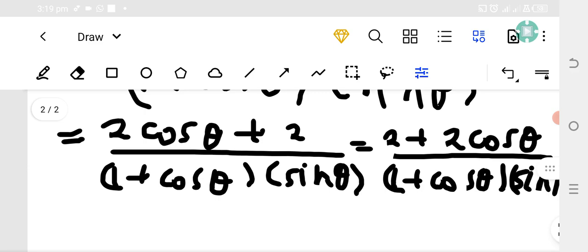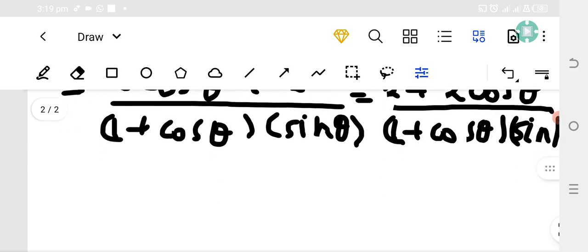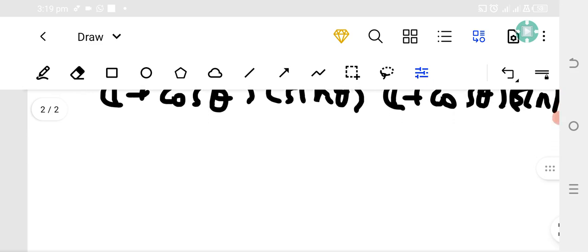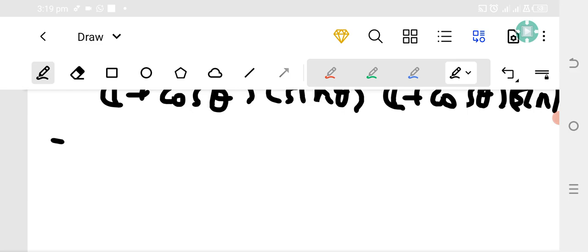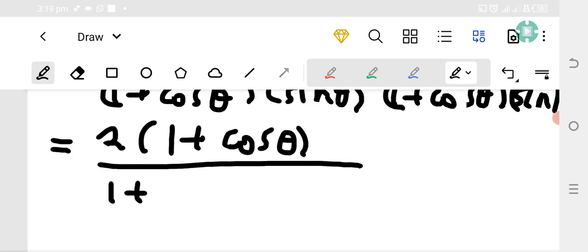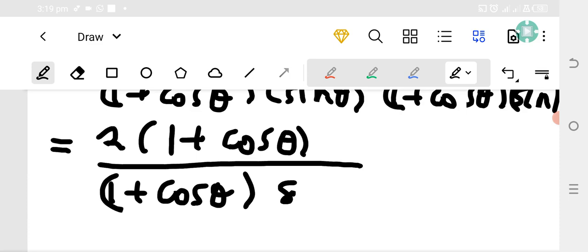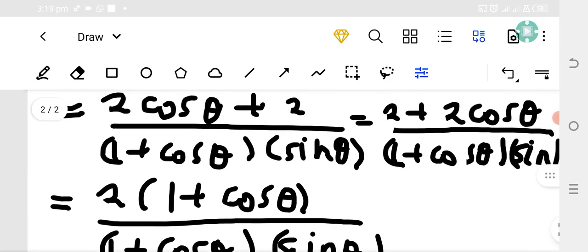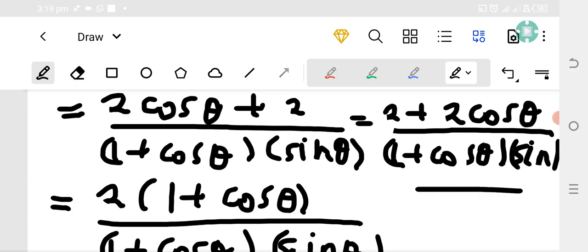Okay, so why am I doing this? What am I trying to do? I'm trying to cancel out something. Okay, now I want to make it clear. That's why I wrote it in a different way. So I'm going to say is equal to, you factor out a 2 multiplied by 1 plus cos theta, then you divide by what? A 1 plus cos theta multiplied by what? Multiplied by a sine theta, like that. Everything what you have done. So focus on this one. Okay, I wrote it in a different way so that you can see what I was doing.